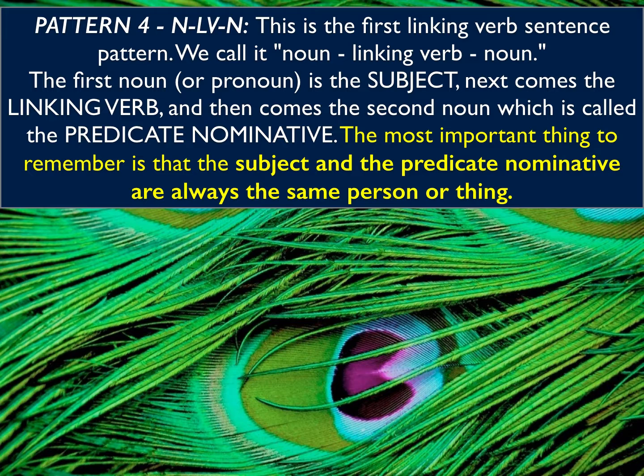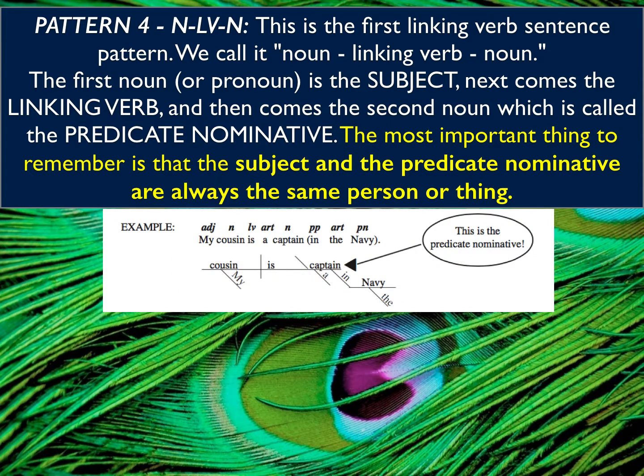Noun, linking verb, noun. This is the first linking verb sentence pattern. Again, noun, linking verb, noun. The first noun or pronoun is the subject. Next comes the linking verb, and then comes the second noun, which is called the predicate nominative. Now, nom, if you take French or Spanish, is name. So just remember that, the name is the subject. That's a little tip to help you figure it out. The most important thing to remember is that the subject and the predicate nominative are always the same person or thing.